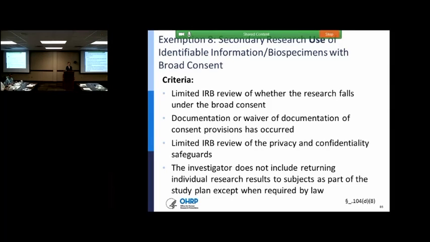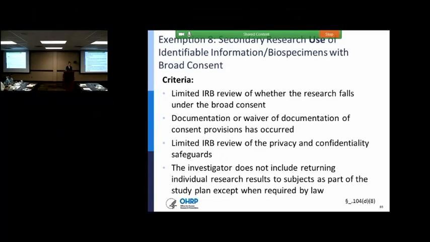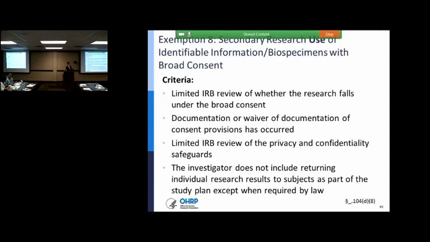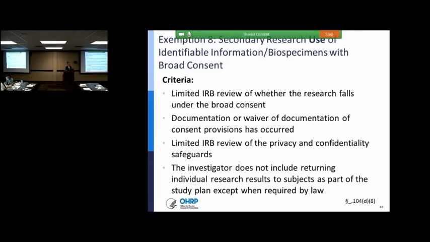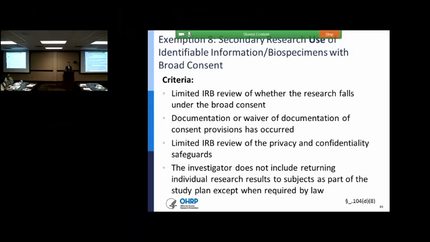Limited IRB review regarding the privacy and confidentiality safeguards. The investigator, as long as the investigator is not planning to return individual research results as part of the study plan. So you guys already discussed this a bit. There might be laws that apply, incidental findings that come up. That's not what this is referring to. This is referring to if you have a plan to return the study results as part of the project that you're proposing. Then you won't be able to use exemption 8.